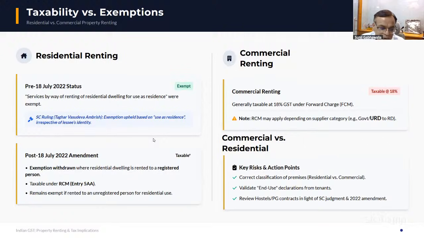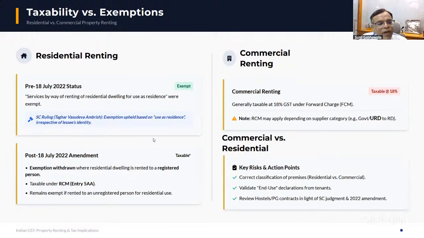All in all, as far as residential properties are concerned, from a landlord's perspective, he is safe. He doesn't have to pay any tax. If the customer, the tenant, is unregistered, clearly the exemption applies. If the customer or the tenant is registered, then RCM applies instead of forward charge. So, residential renting, that is how the entire situation was being looked at.